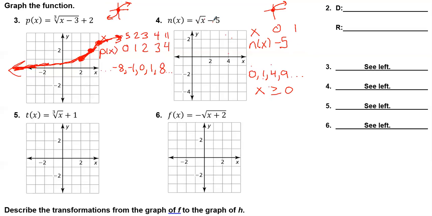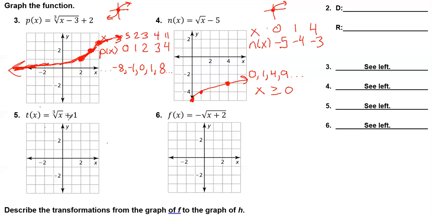Right? Square root of 1 is 1, minus 5 is negative 4. I can go to 4 next. Square root of 4 is 2, minus 5 is negative 3. And so I get 0, negative 5, 1, negative 4, and 4, negative 3. And you can see that you get this square root shape, half a parabola kind of on its side, and we're done. Pretty easy.